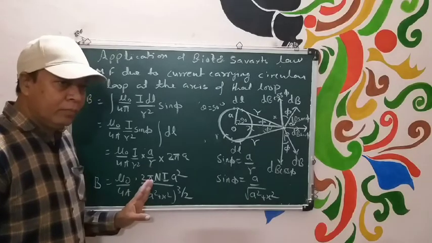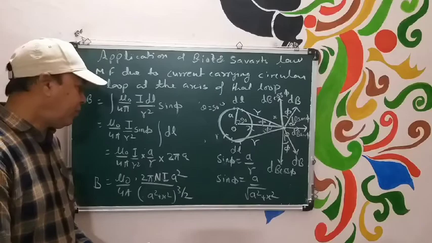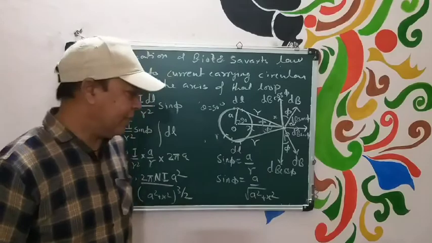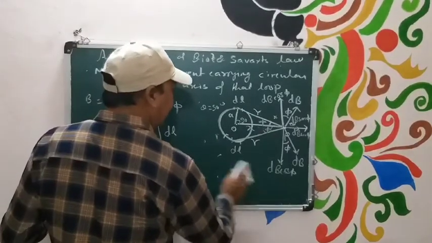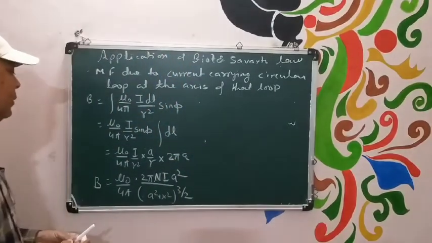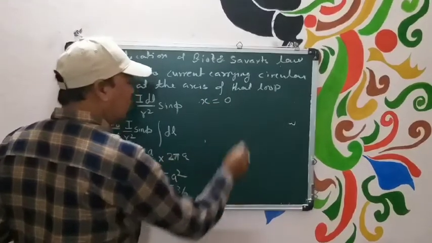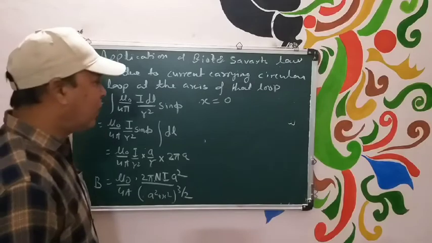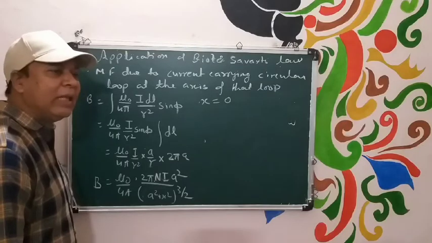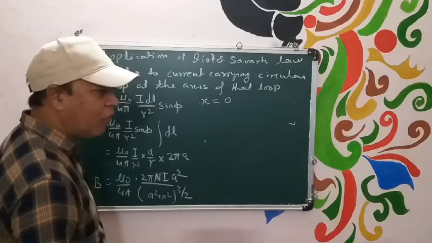ये समझ आया? This is the value of B. Now, direction will be along the axis. Suppose x is equal to 0. X is equal to 0, that means point comes at the center. So again, this expression may reduce as magnetic field at the center of current carrying loop.